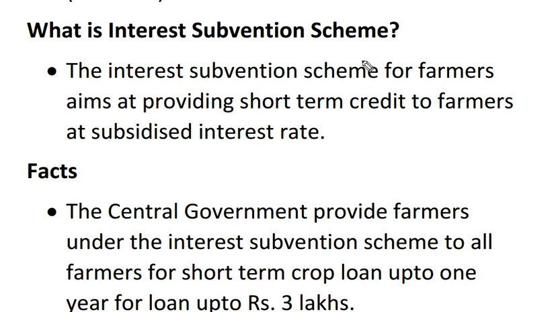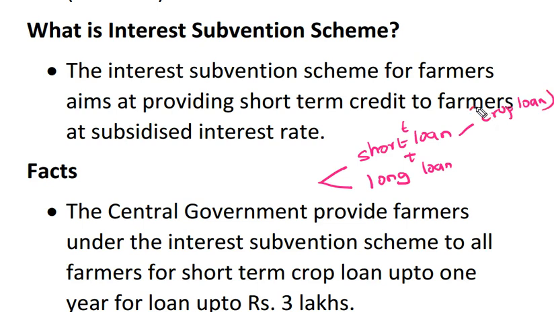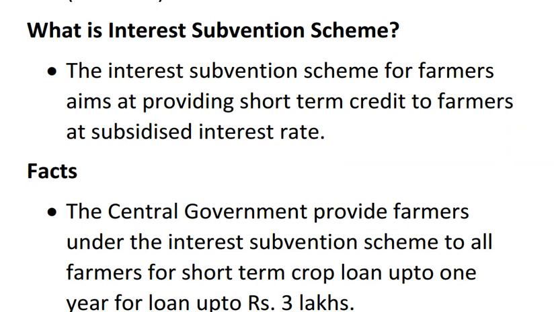Now let's see what the interest subvention scheme is. Normally, two kinds of loans are provided for farmers. One is a short-term loan and another is a long-term loan. Short-term loan is mainly given as crop loan.